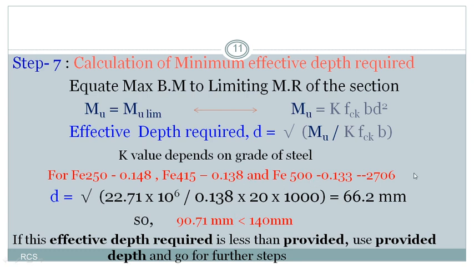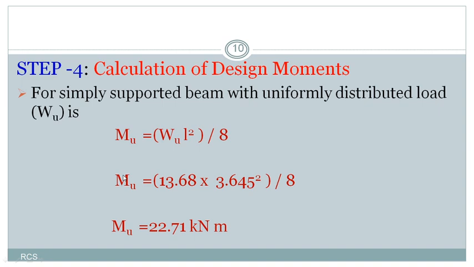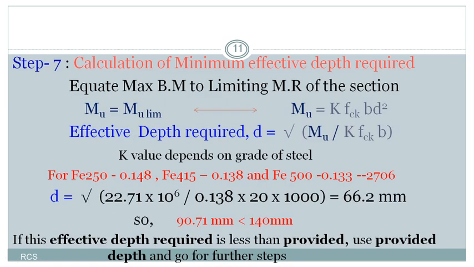And delete this value, is some other value. Okay. From this, small d is equal, if you substitute all these values in this equation, that is under root of Mu, which is nothing but what we have already calculated, 22.71 kilonewton meters, and that value we have to convert into newton millimeters. Then you have to multiply that 22.71 with 10 power 6.